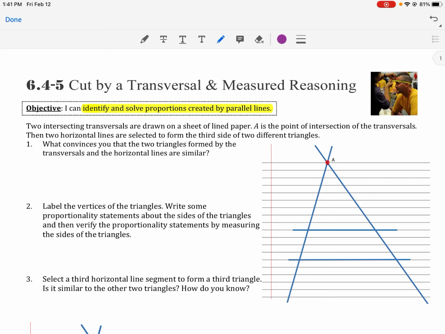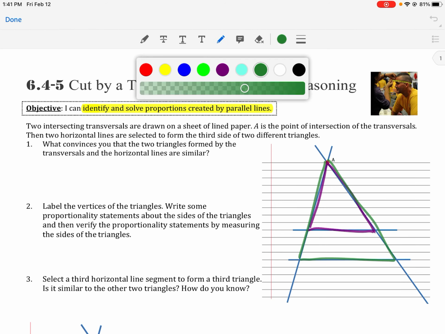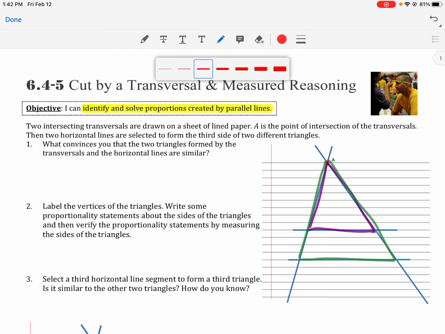So the first thing we want to do now is look at what convinced you that the two triangles are similar. First of all, in case you missed it, they're talking about this smaller triangle on the top, and then this larger triangle, the bigger triangle. So why are these two triangles similar? There are some different reasonings you could use.